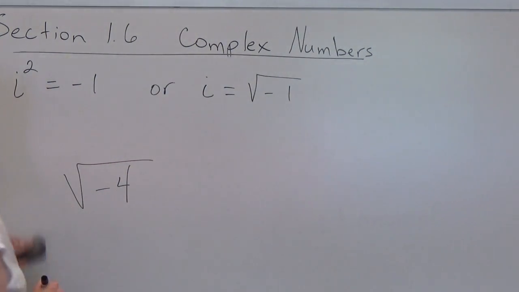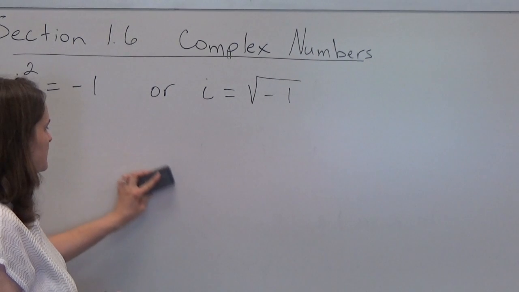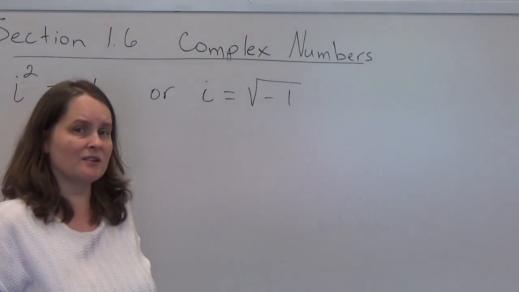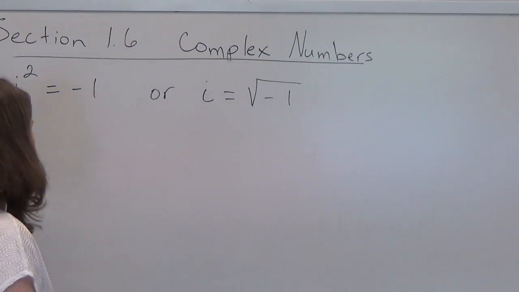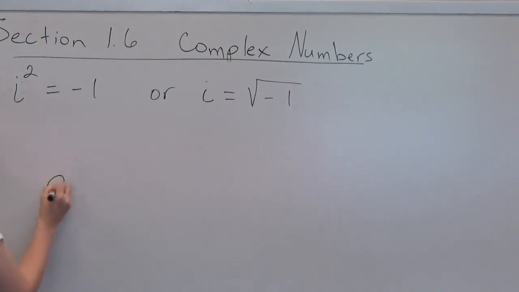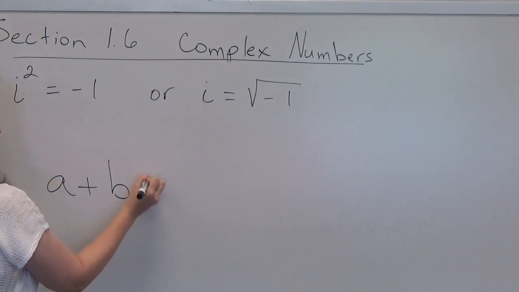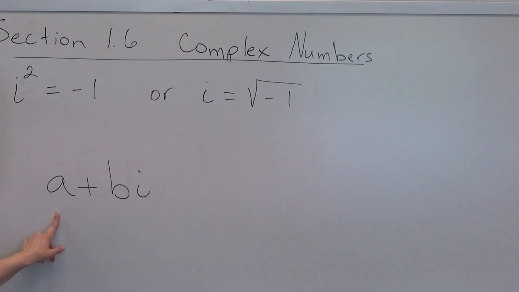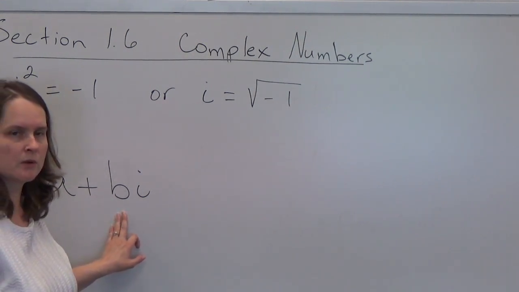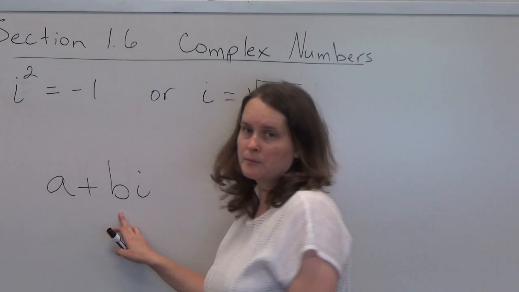Complex numbers are always going to be written in what we call a standard form. So the standard form for a complex number is going to be a plus bi, where a is the real part of the number and b is the imaginary part. So whatever you're multiplying to the i is your imaginary part.